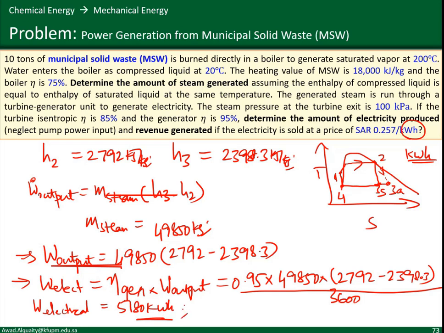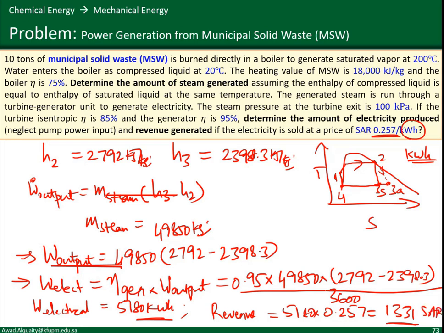Okay, now once you have it, the revenue, or how much money you can make out of it, is simply the amount of energy you produced in kilowatt hour multiplied by the reals per kilowatt hour for 1 unit. And this comes out to be 1,331 real, right?